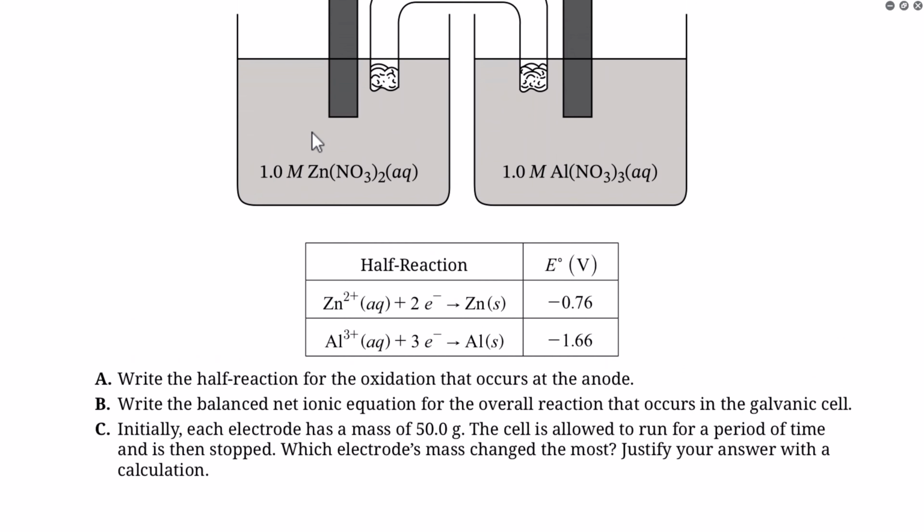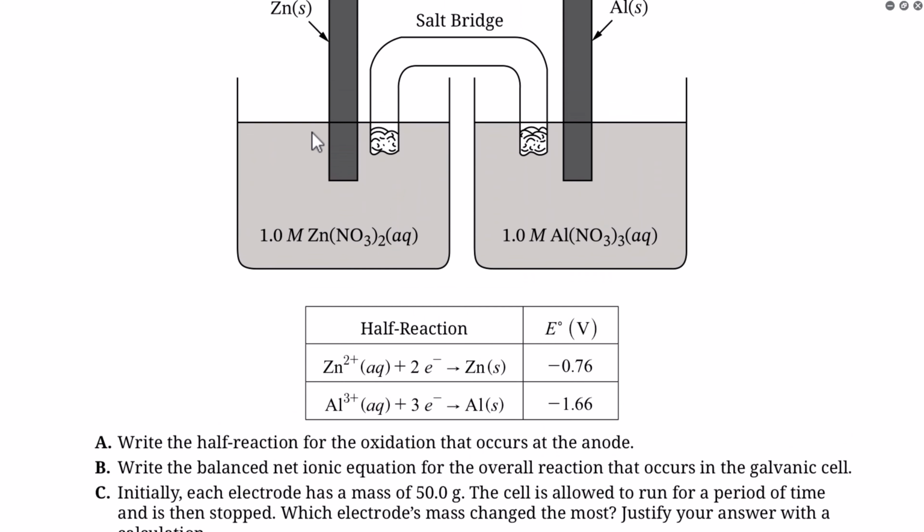And first it says, write out the half reaction for the oxidation that occurs at the anode. So here we have a higher value on our standard reduction chart, so this is actually going to be what is being reduced. So this is our cathode. This is what's being oxidized, and so this is our anode.